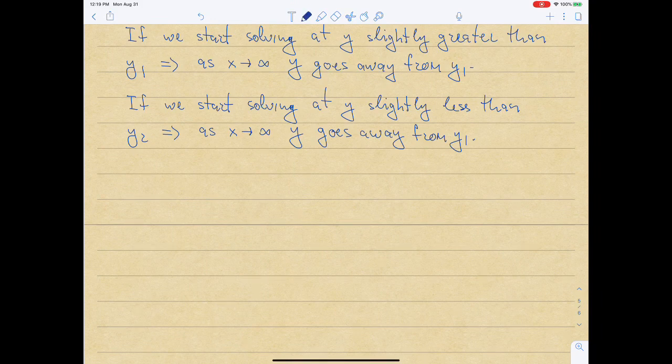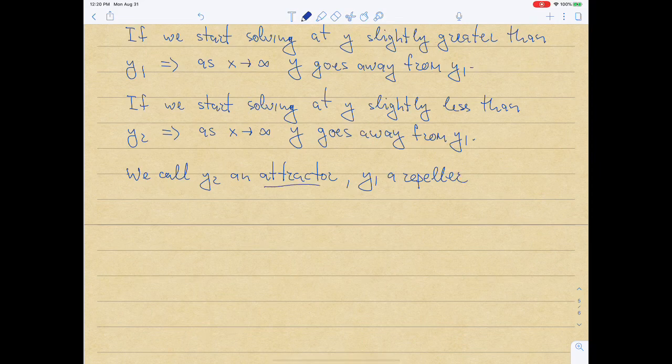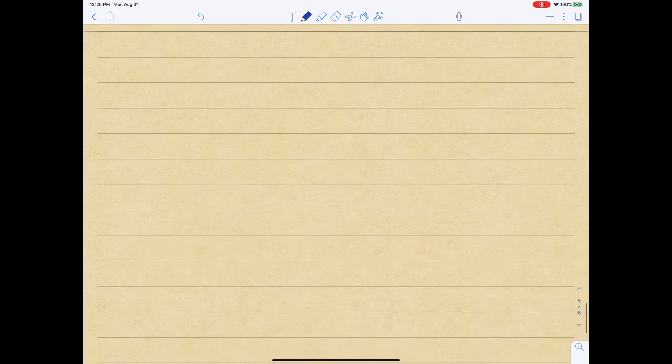So we'll call y2 an attractor and y1 a repeller. So any equilibrium point which looks like y2 here is an attractor, and any equilibrium point which looks like y1 here is going to be a repeller. Okay, so let's do an example of this.